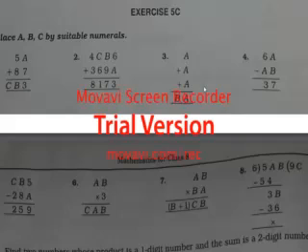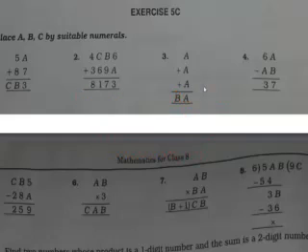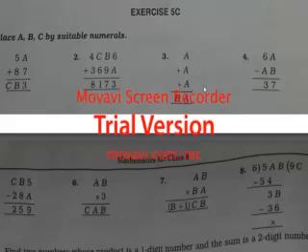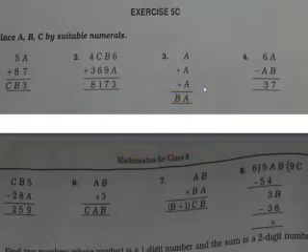1 plus 1 plus 1 is 3. It is not a 2 digit number, so there is no chance. 2 plus 2 plus 2 is 6. It is also a single digit number, no chance. 3 plus 3 plus 3 is 9, single digit, no chance. 4 plus 4 plus 4 is 12. It is a double digit number, but also no chance, because if you are adding 4 plus 4 plus 4, then the sum in the unit digit should also be 4, but here it is coming 12. That is not ba.